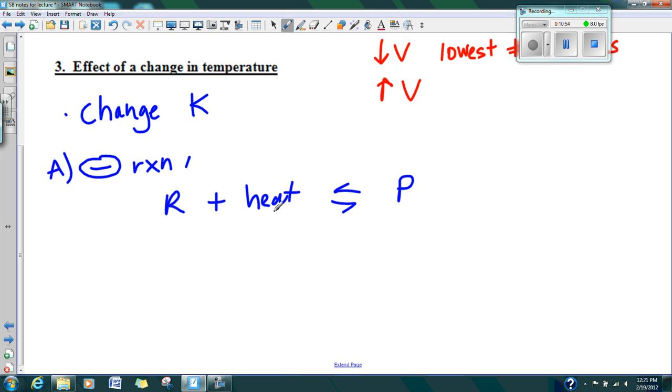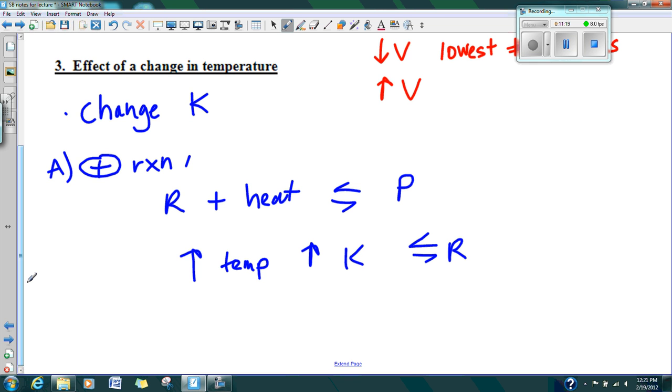Oh, I said that wrong, you guys. An endothermic has a positive sign right here. Hopefully you caught that. So it's an endothermic reaction. The heat is taken in on the reactant side of my equation. If I increase the temperature, I am increasing my value of K, and my shift is going to be right. So my equilibrium shift is going to go to the right.